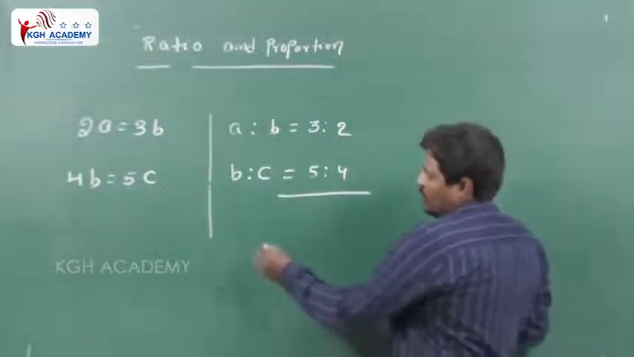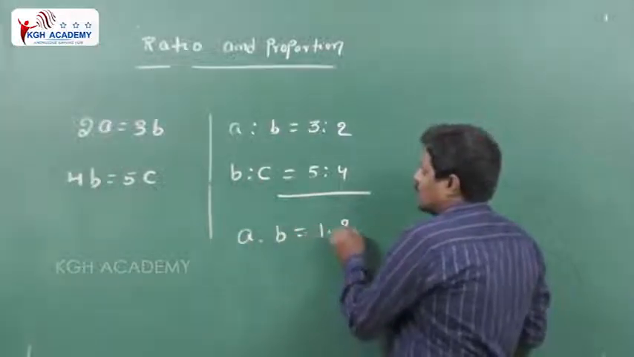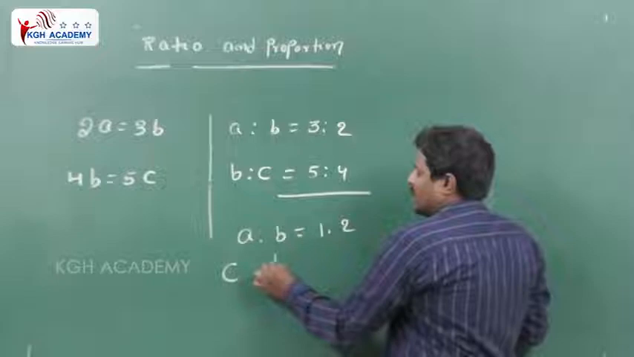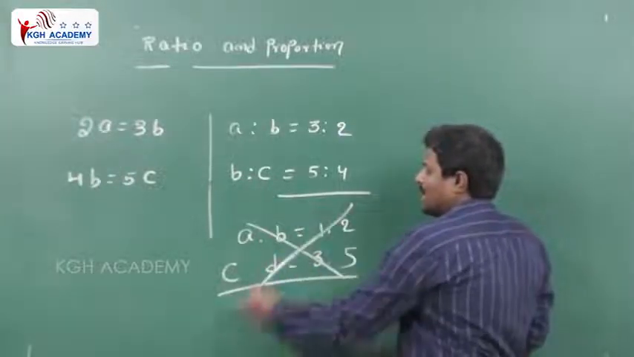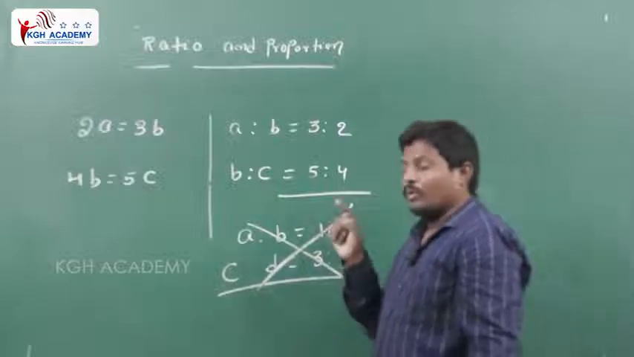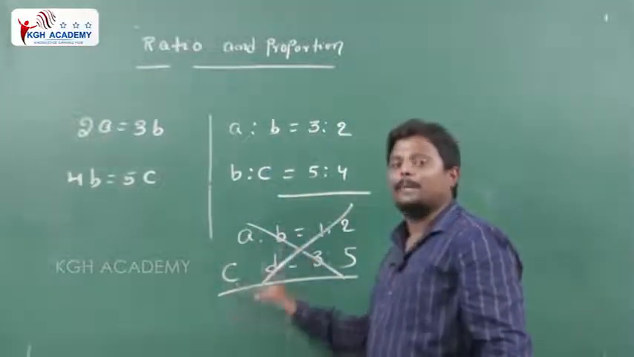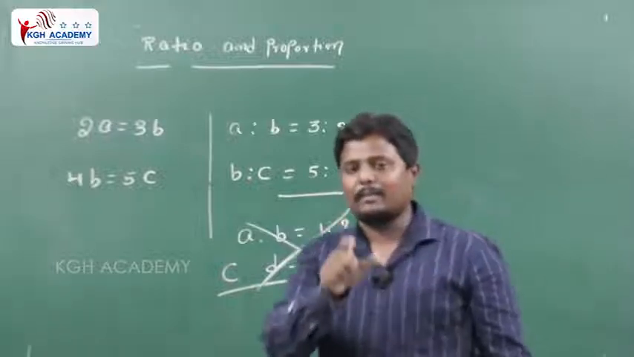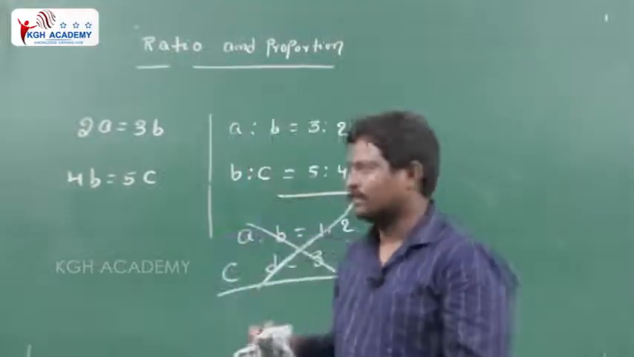If you give A is to B equals 1:2 and C is to D equals 3:5, what is the ratio of A is to B is to C? This is not possible. This is impossible. If you want to combine any two ratios, the ending term and starting term must be equal. That is a very, very important point. This is the very basic point also.